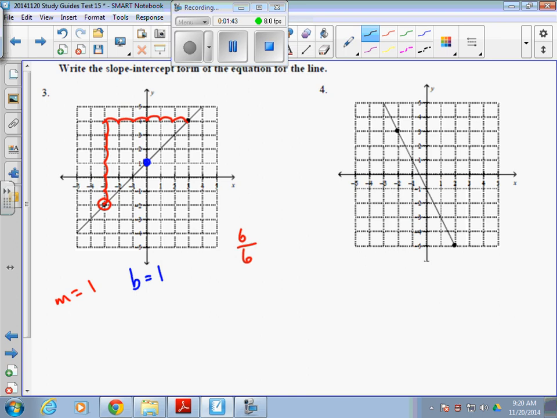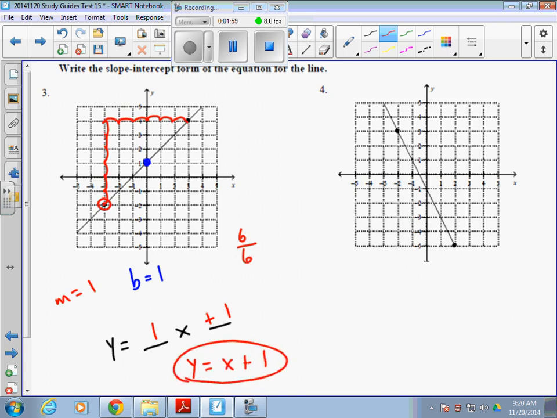So write the equation y equals mx plus b. Your m value is 1 and your b value is plus 1. Again, we don't have to write 1 times something. The best form of this equation is y equals x plus 1. You can't leave off the plus 1 because that represents where it crosses through the y-axis.